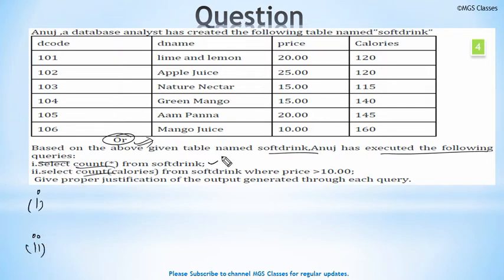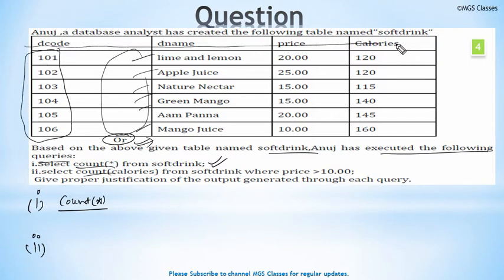Select count star from soft drink. It is a very simple count star function, which gives the total number of rows in this soft drink table. How many rows are there? 1, 2, 3, 4, 5, 6 rows are there. Remember, while giving the output of count star, don't count the header as a row. Sometimes students make mistakes and write 7 here, but here the count star output will be 6 only, because you must not consider the header.